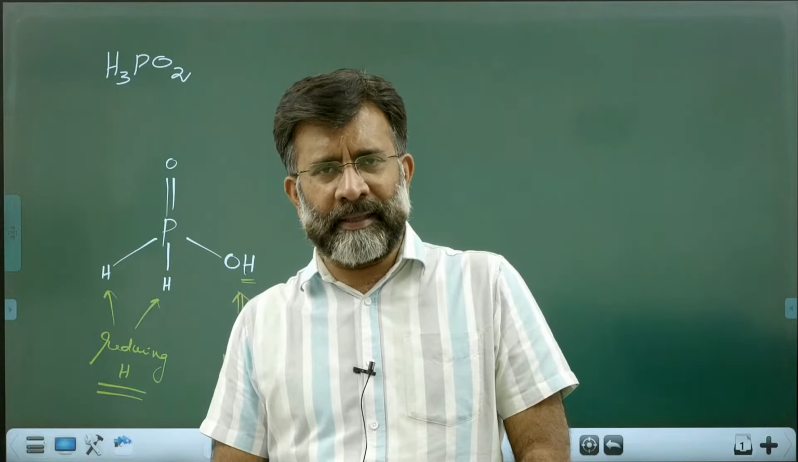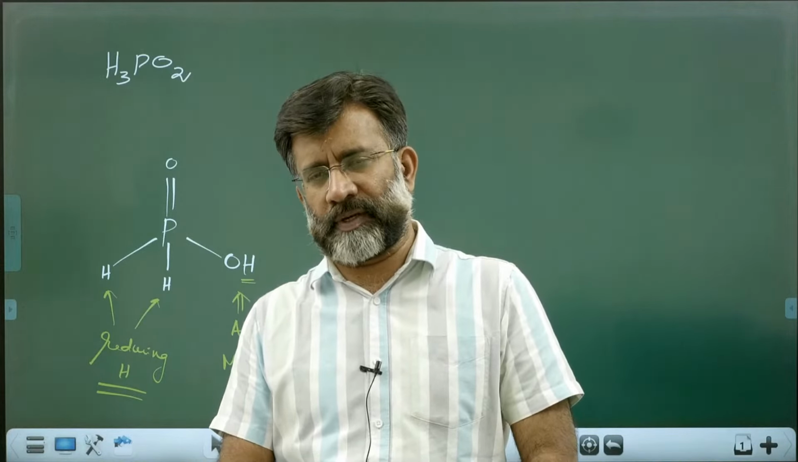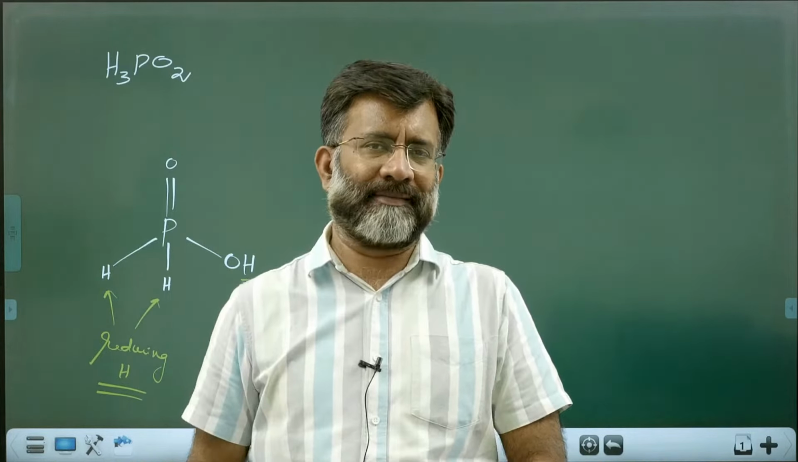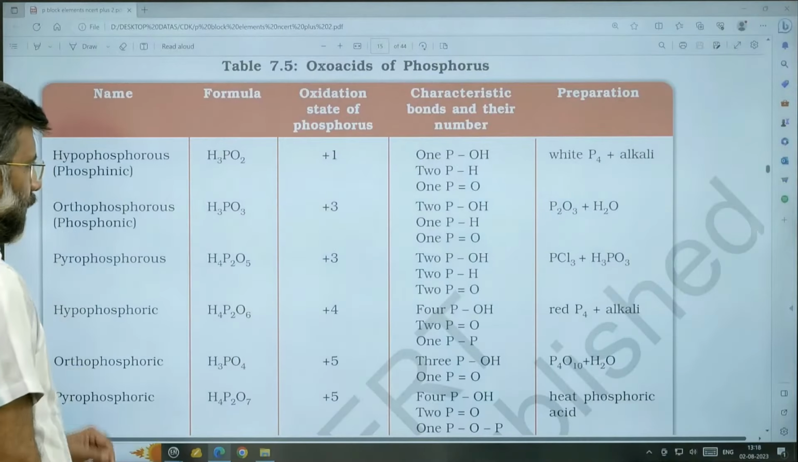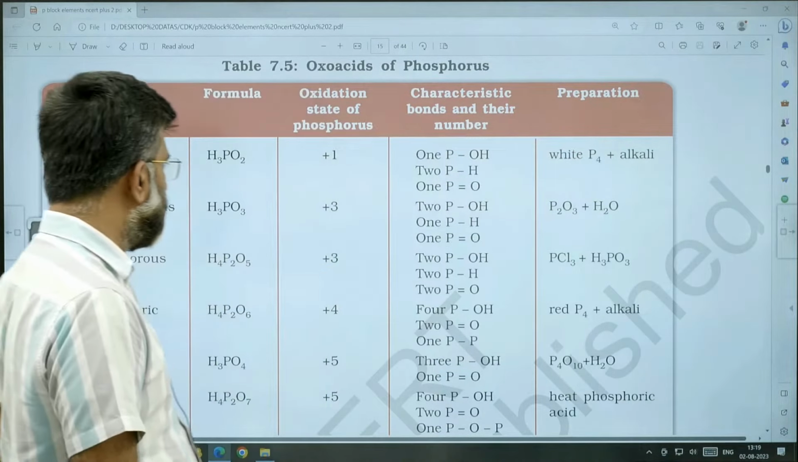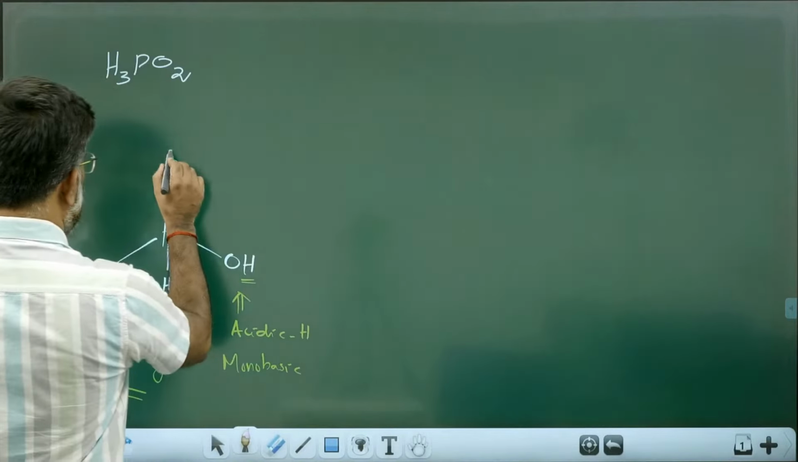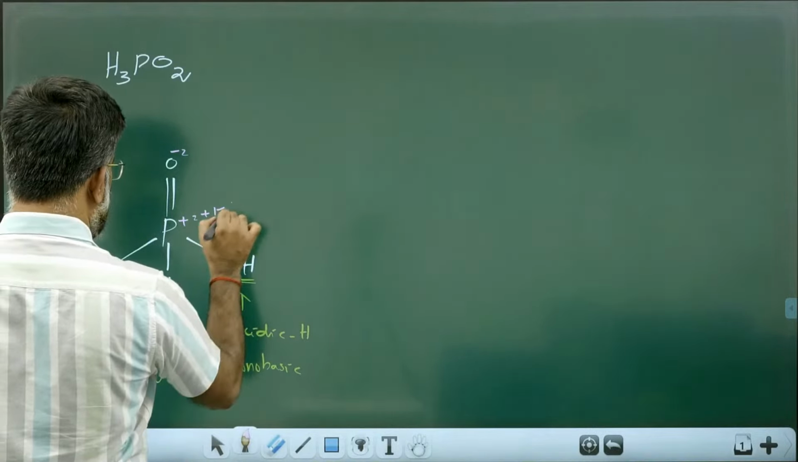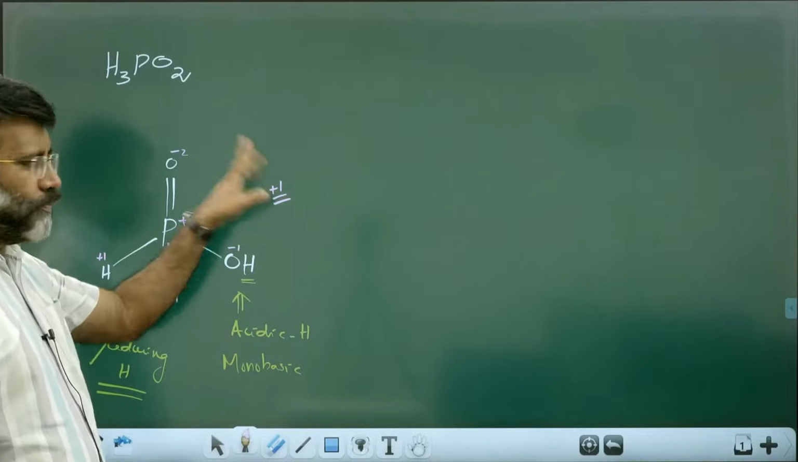Quite not surprisingly, hypophosphorus acid is one of the best reducing acids among the oxo acids of phosphorus. There are 2 reducing hydrogens, right? Obtained by the action of white phosphorus with the alkali. It is in +1 oxidation state. How come +1 oxidation state? -2, +2, -1, +1, +1, -1, +1, -1. You get +1 oxidation state.